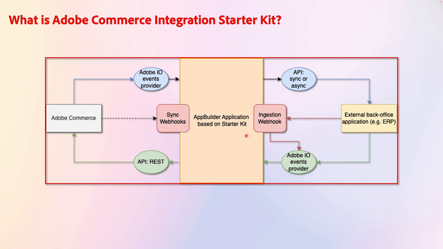You can also replace Starter Kit with a standard App Builder app. In that case, you have to build all the logic for consuming the data and publishing the data to the external system. What Starter Kit provides is all the basic boilerplate code and pre-built logic, pre-built classes, and pre-built actions, which already have an integration with Adobe Commerce, and can consume the data from Adobe Commerce and publish to the external system.